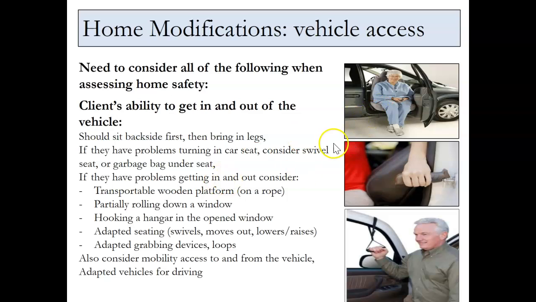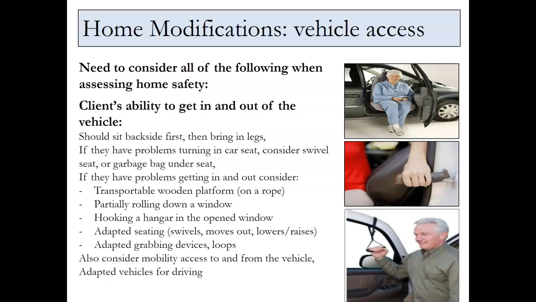If they have a problem turning in the car, sometimes people have a hard time turning, getting their legs into the car. Sometimes a swivel seat will work, or just a garbage bag under their backside can help make it easy for them to swivel into the car. If they have problems getting in and out of the car, a transportable wooden platform, kind of on a rope, can help if they have a hard time stepping up into it. A partially rolled down window, hooking a hanger through the window, can work as something to grab onto. They just need a little kind of guidance.